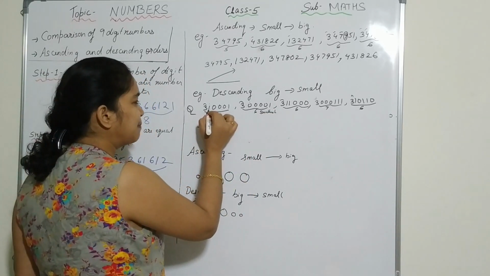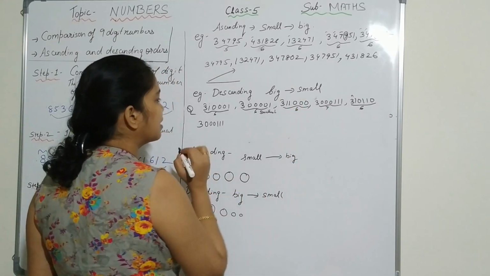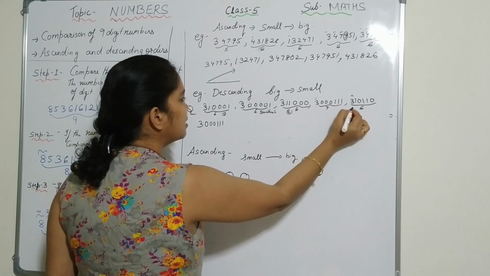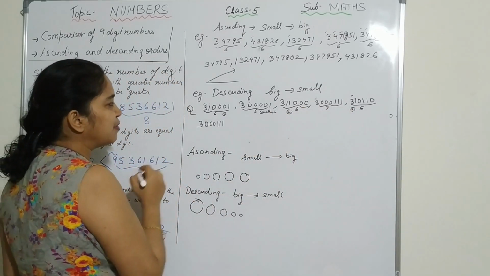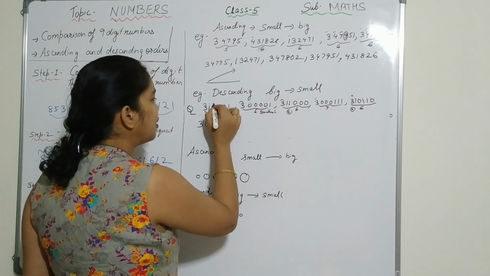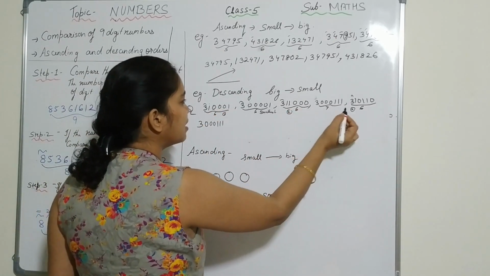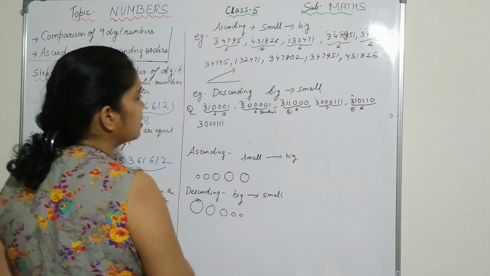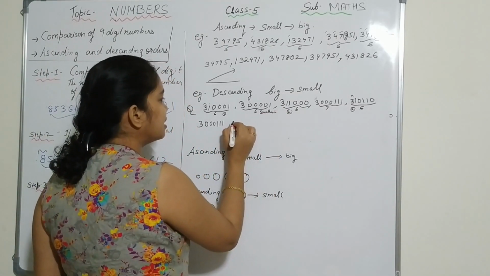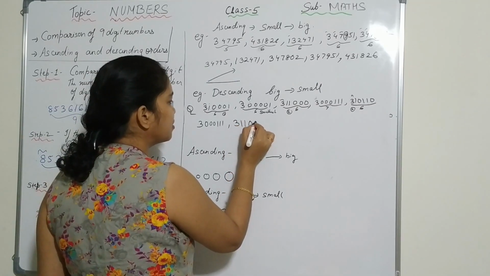So you have to compare these 3. The second digit is the same in all, so you have to move on to the third digit. The third digit here is 0, here is 1, here is 0. The third digit is 1 over here. So the second largest is 311000.